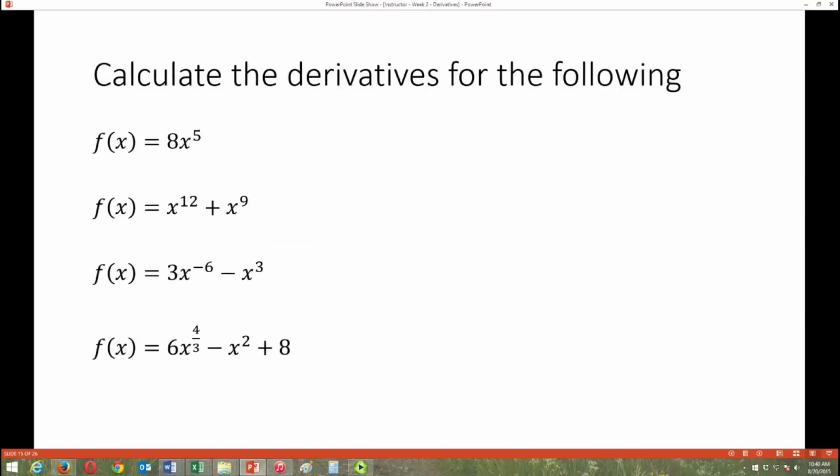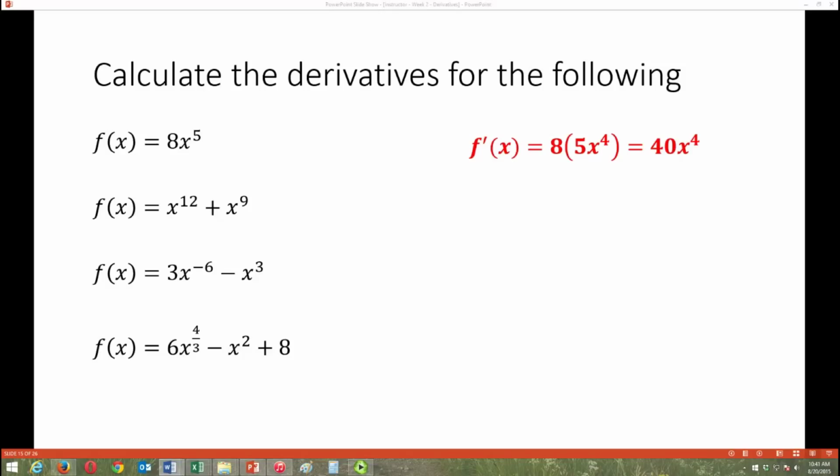Let's look at some examples. For the function f of x equals 8x to the 5th, this is an example of a constant multiple rule. We simply ignore the 8 by pulling it out front and taking the derivative of x to the 5th. F prime of x equals 8 times the derivative of x to the 5th, which is 5x to the 4th, which equals 40x to the 4th. Notice how we have to simplify our answer by multiplying the 8 and the 5.